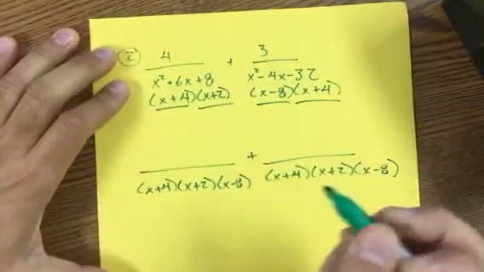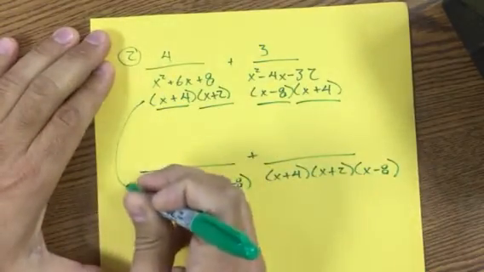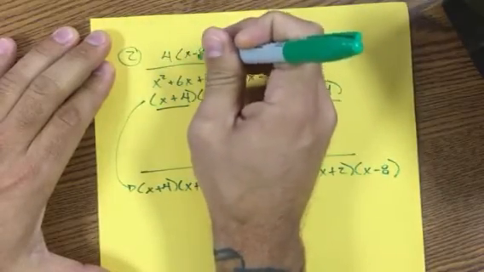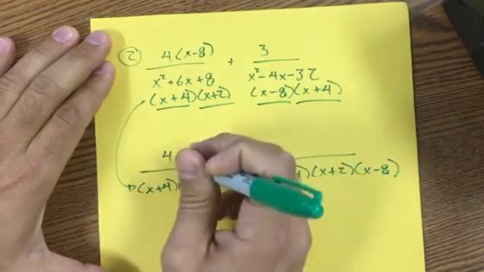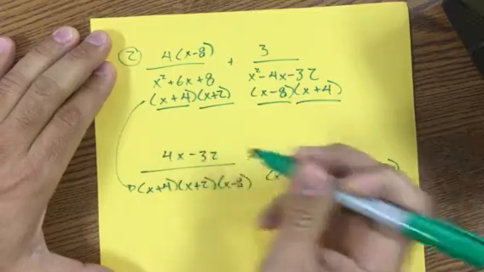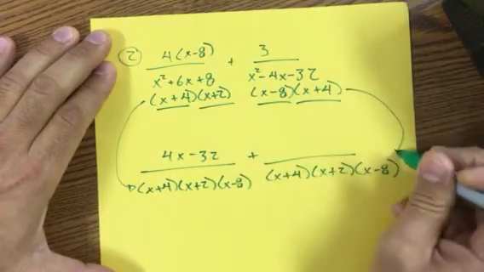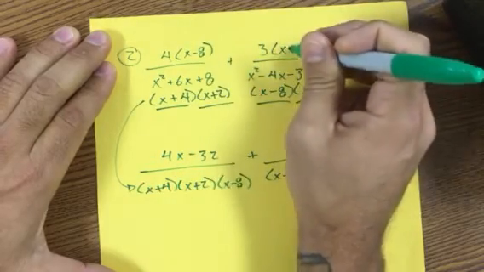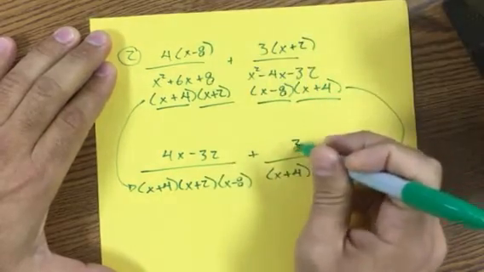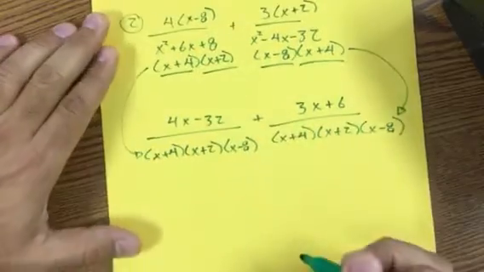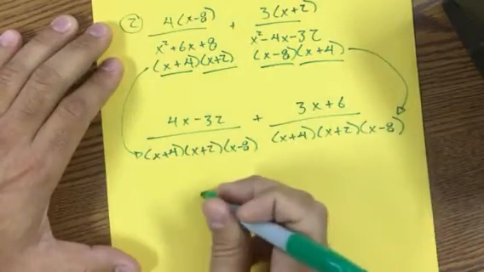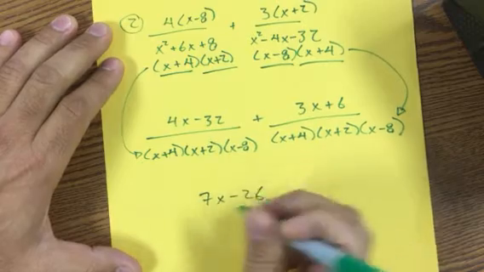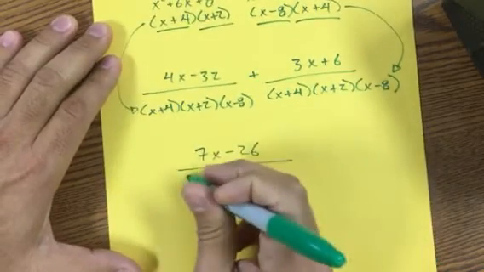So I asked myself, what did I multiply that by to get here? And it was x minus 8. So that's going to give me 4x minus 32. What changed from here to here? And it's the x plus 2. So I'm going to get 3x plus 6. Combine like terms, it's going to give me 7x minus 26 over the denominator.